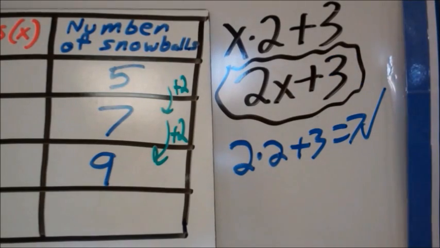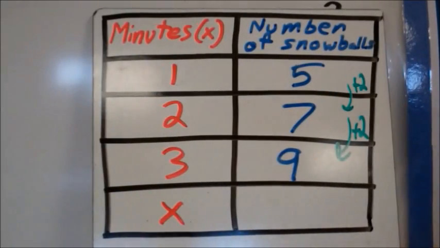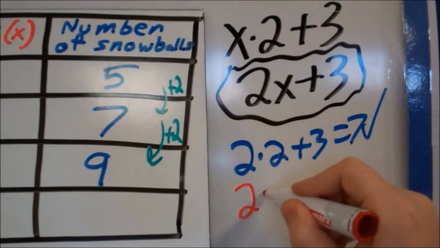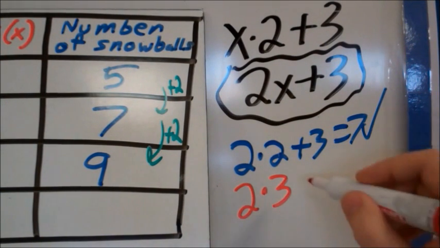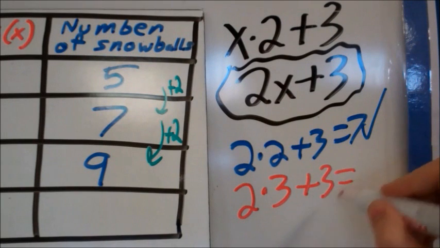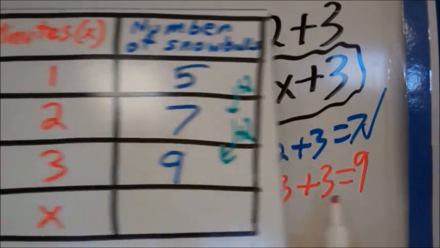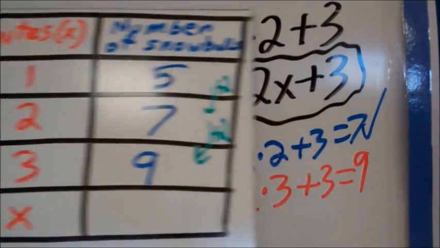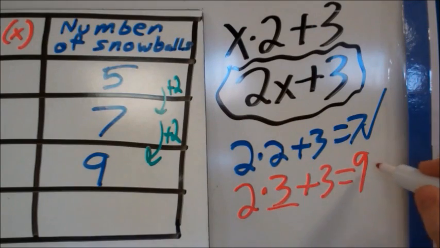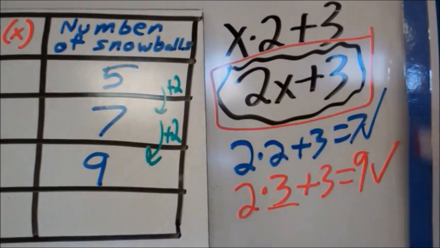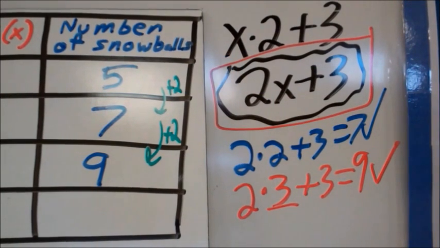Our next one is 3 minutes to get 9 snowballs. So we're going to plug in 3 for the number of minutes. Then we have 2 times 3 is 6. 6 plus 3 is 9. Does that check out? 3 minutes, 9 snowballs. That checks out. So this is our rule. 2x plus 3.